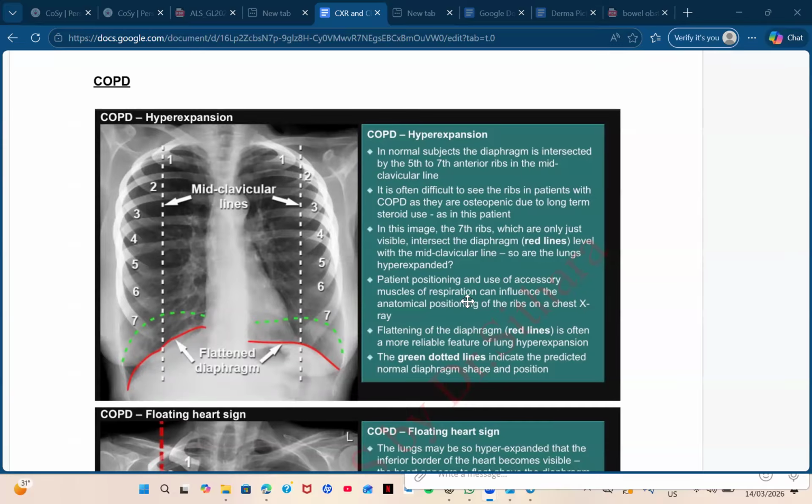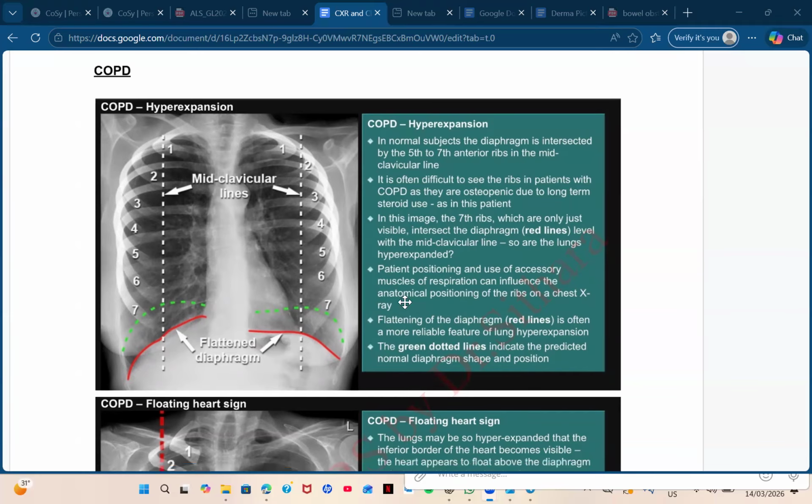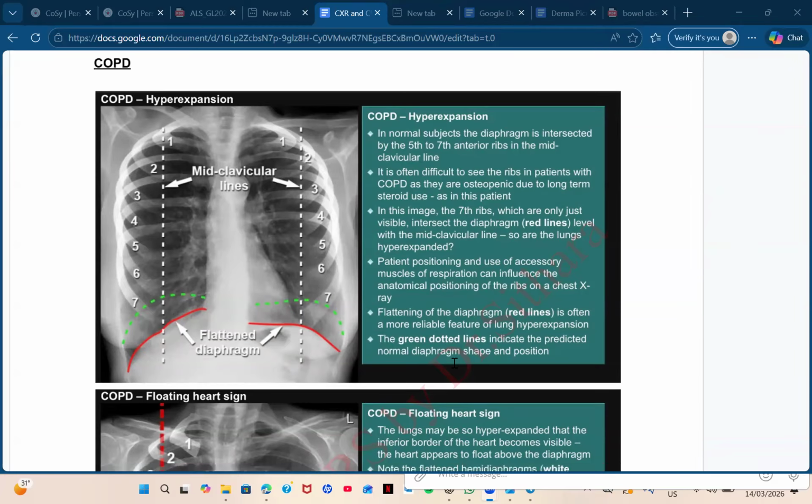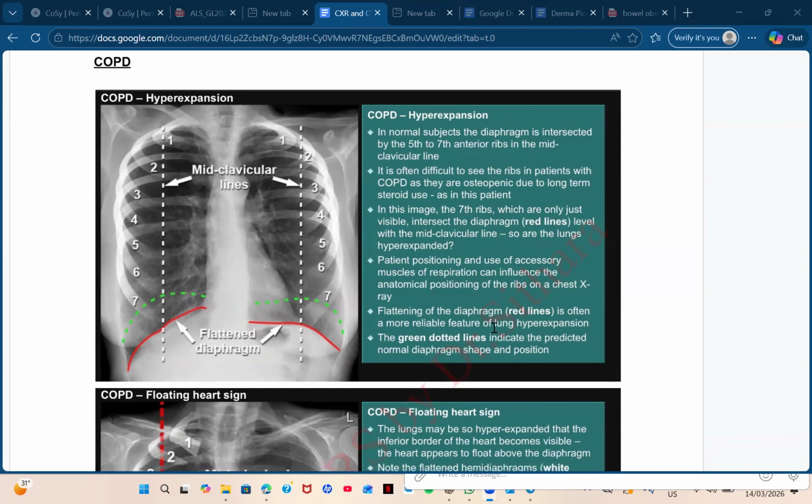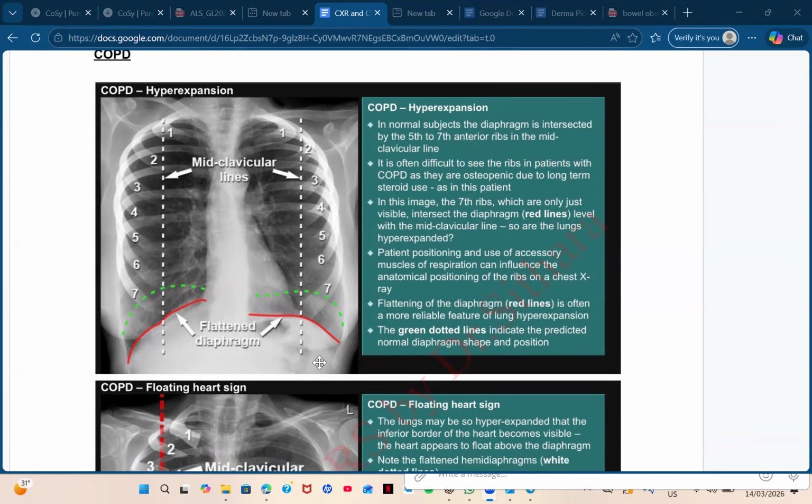Patient position and use of accessory muscles of respiration can influence the anatomical positioning of the ribs on the chest X-ray. Flattening of the diaphragm is often a more reliable feature of lung hyperexpansion. The green dotted line indicates the predicted normal diaphragmatic shape and position, right? This is how it presents. Right, doctors?